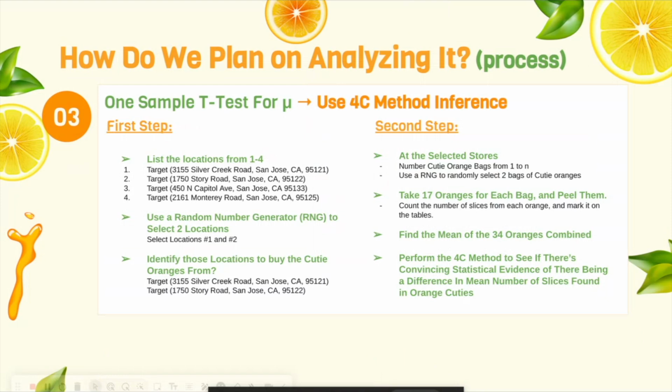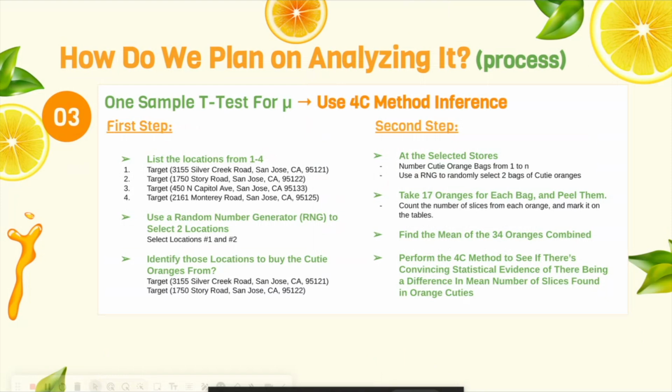We first use a random number generator to select 2 locations. Select locations number 1 and number 2. Then we would identify those locations to buy the Cuties oranges from: Target on Silver Creek Road and Target on Story Road.